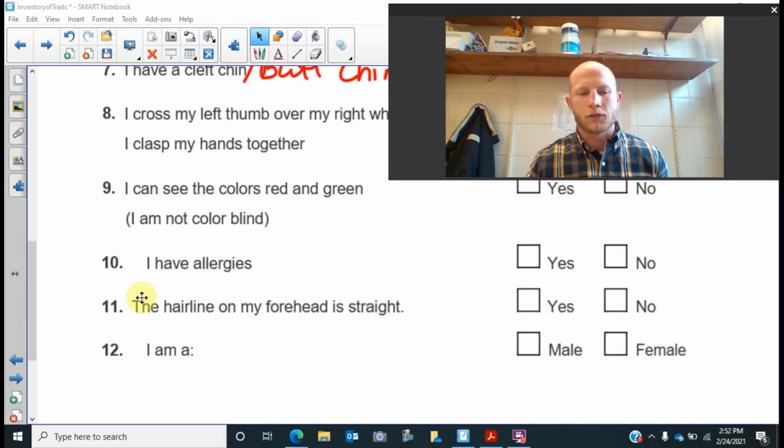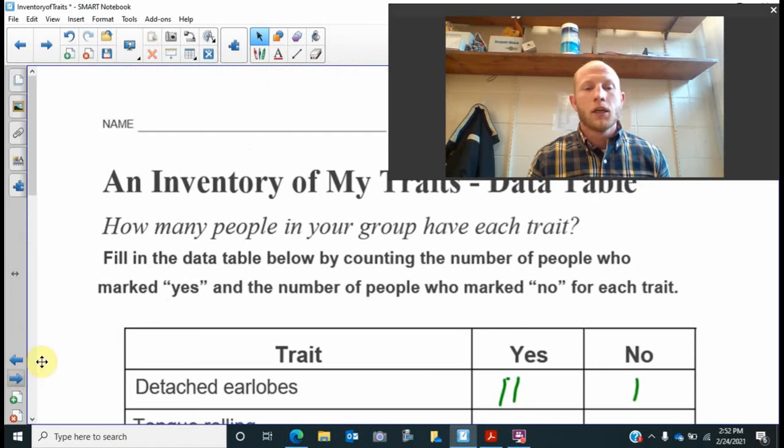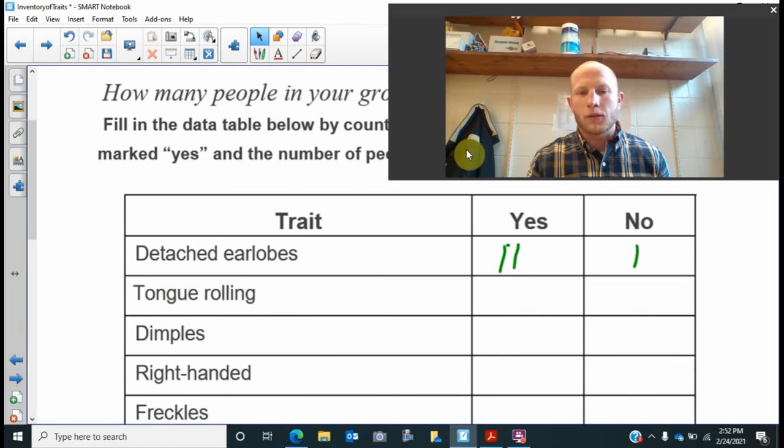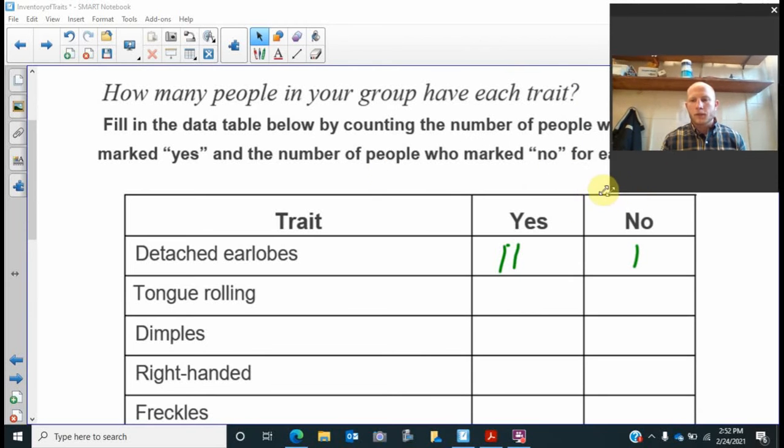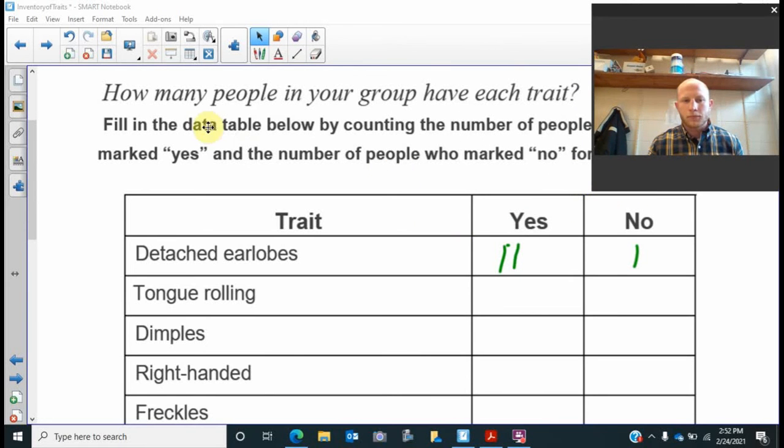And then I am a male or a female. So go ahead and do that. Pause the video for a second so you can finish that up if you haven't already done that. All right, so then this is what we did. We worked in groups, and you're not going to have a group, obviously. But we're going to tally this up.